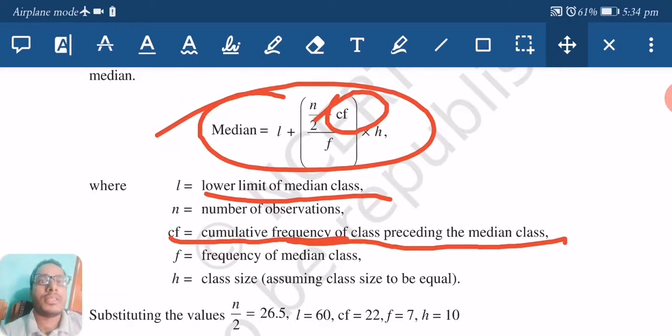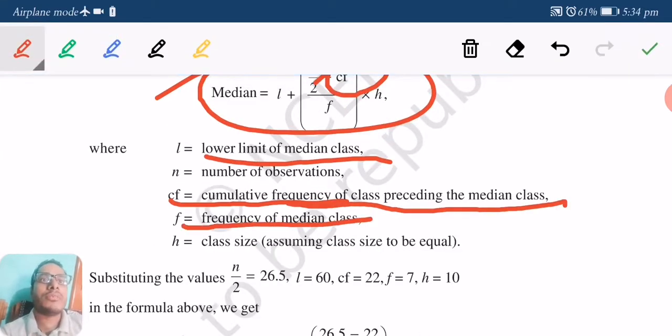And then F is the frequency of median class, as we already know. H is the class size, assuming class size to be equal. Always remember, we have to make the class sizes equal. It should not be like the first class size we found using the formula of upper limit minus lower limit. Whatever value we get, it should be uniform everywhere. It should not be changing.